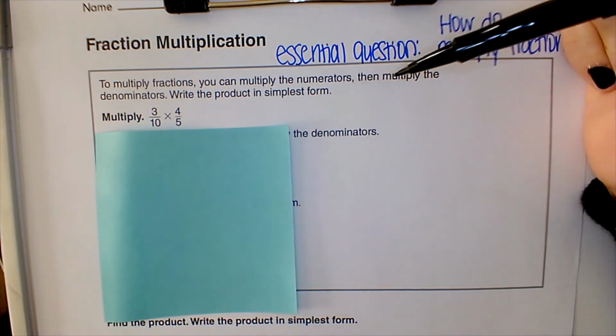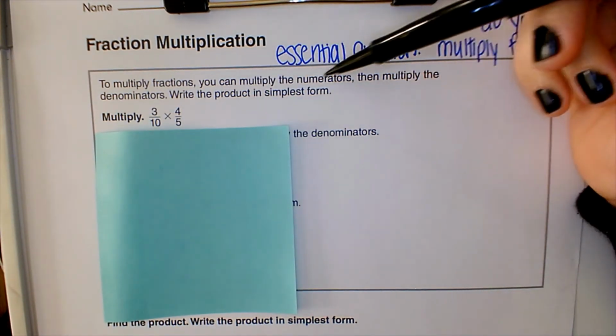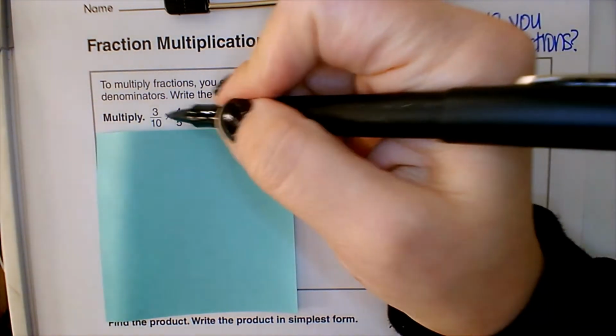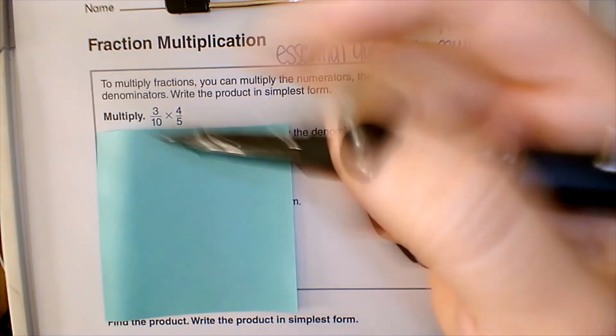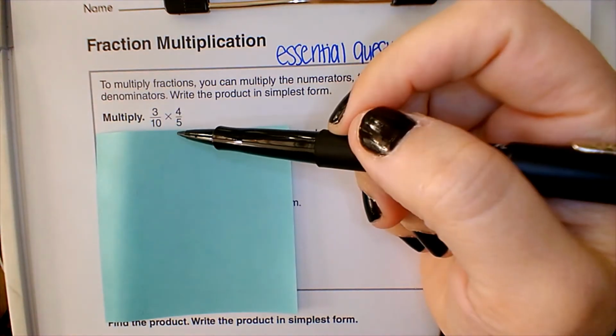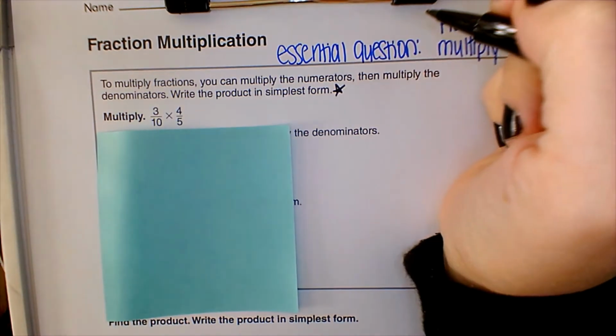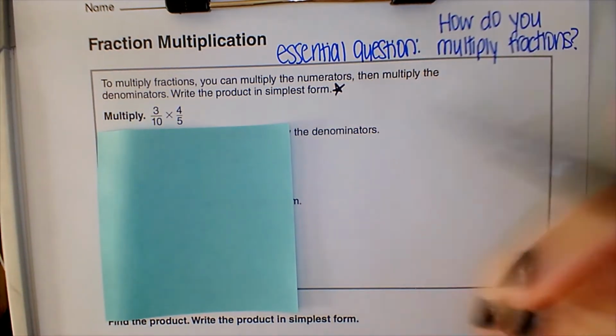In order to multiply fractions, you can multiply the numerators and then you multiply the denominators. So remember, your numerators are the top numbers, your denominators are the bottom numbers. And then when you are finished, you need to make sure that you are writing the product in simplest form.